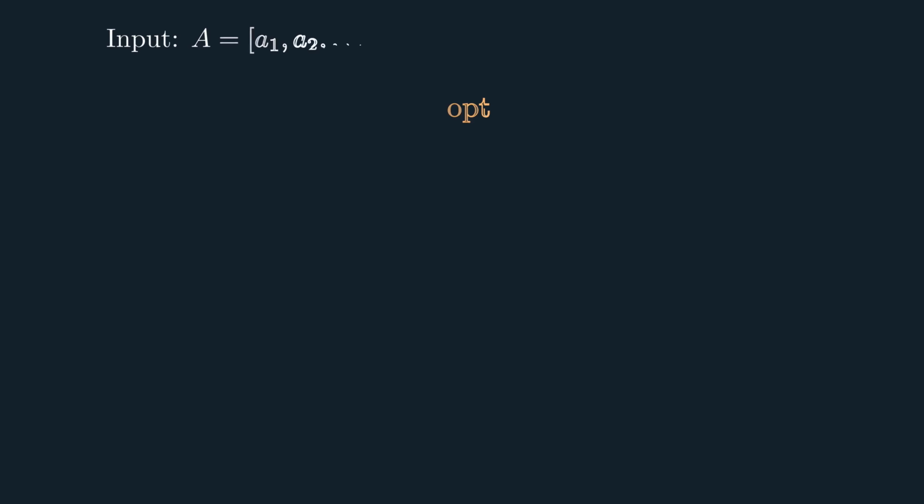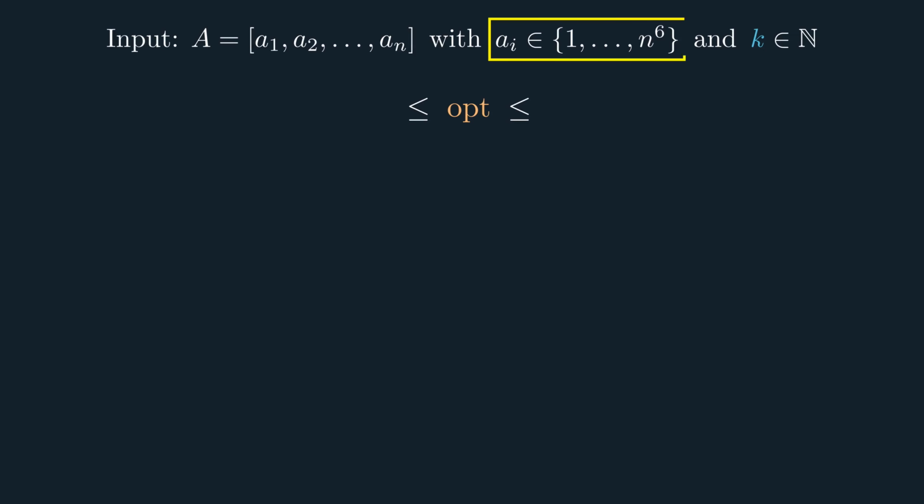For this, we need one more observation. Even though we don't know the optimum value, we can try to find reasonable lower and upper bounds for it. For that, we use the fact that the gem values all lie between 1 and n to the 6. If we have more people than gems, then at least one of our friends ends up with nothing. So in that case, the optimum value has to be 0.